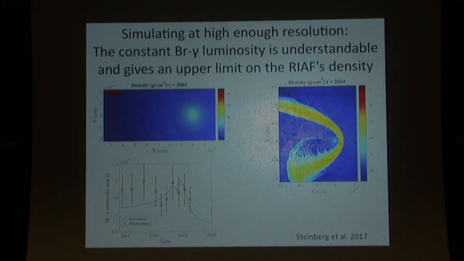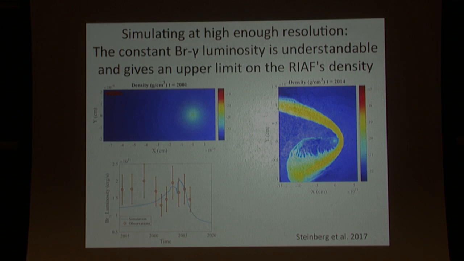by Rehm. He was simulating that process at high enough resolution, and what he found is that actually this constant Brackett gamma evolution is understandable, and it even gives you an upper limit on the density. So the simulation they've set up is essentially a cigar of G2. You can see that thing there going through pericenter. It looks like what you've seen in the movie before.